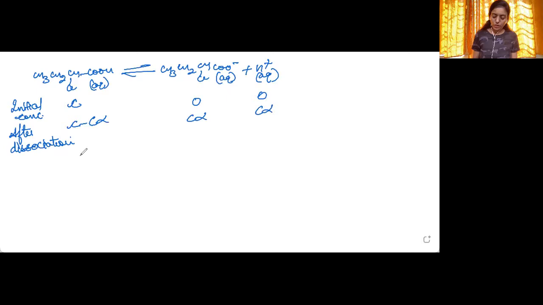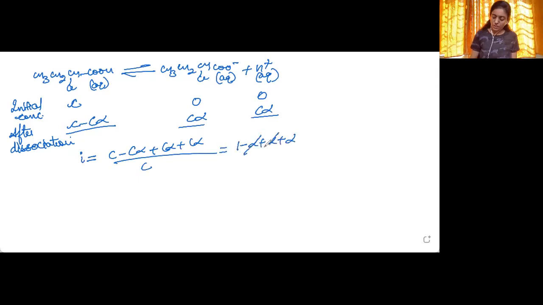Okay. Now we need to find out i. In the previous question, we have already discussed that i is the ratio of number of particles after dissociation upon number of particles before dissociation. Now the number of particles after dissociation will be this concentration plus this concentration plus this concentration. So C minus C alpha plus C alpha plus C alpha upon initial concentration, which is C. So it will come out to be equal to 1 minus alpha plus alpha plus alpha, so it will be 1 plus alpha. So this is the value for i.